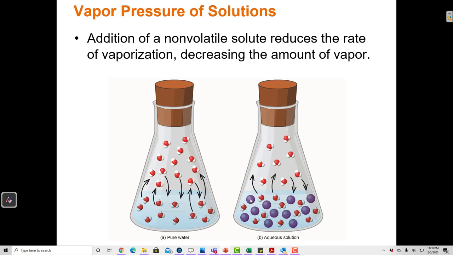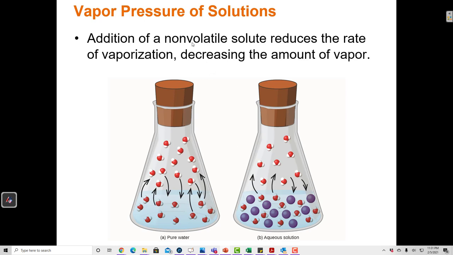And in this case, when we put in a solute, the solute actually creates forces on the water molecules that are even stronger in the case of non-volatile solutes like ionic compounds. If I were to put an ionic compound in water like sodium chloride, I would be replacing the hydrogen bonds that each water molecule had with ion dipole forces. Those ions are even stickier than the water molecules are. So the water molecules now have to break not only hydrogen bonds between each other, but they also have to shed these ion dipole forces in order to escape the liquid phase into the gas phase. So addition of a non-volatile solute reduces the rate of vaporization.